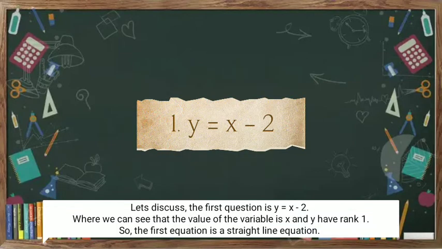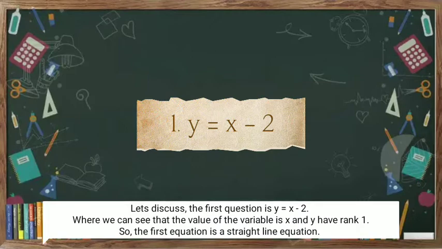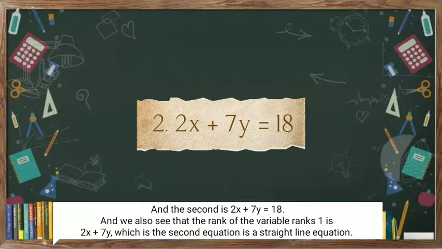Let's discuss. The first question is y equals x minus 2, where we can see that the variables x and y have a rank of 1. So the first equation is a straight line equation. And the second is 2x plus 7y equals 18. We also see that the variables 2x and 7y have rank 1, so the second equation is a straight line equation.